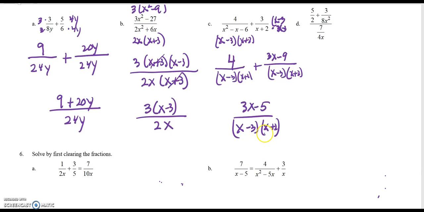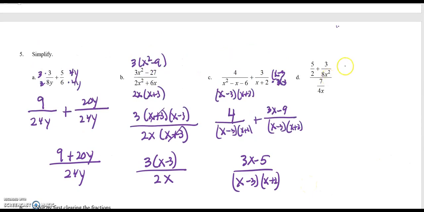And on D, the last one on page 1, we're going to look at our denominators. I'm going to multiply by 8x squared over 1. If I take this fraction times 8x squared over 1, let's see what I get here. 2 goes into 8 4 times. 4 times 5 is 20. So I'll have 20x squared.